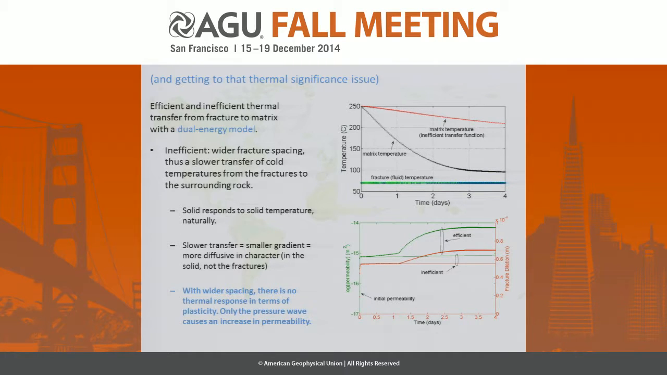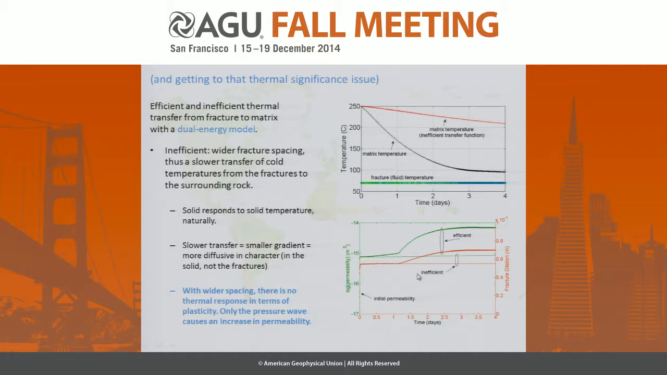And so if you have very close spaced fractures, then your fluid temperature moves very rapidly into the solid. If you have very wide spaced fractures, then your fluid temperature does not. So you're injecting the cold fluid, it moves into the fractures, that fluid moves through, but it doesn't heat the rock very efficiently. And so if you look at those two cases and you run the same shear stimulation exercise, what you see is that in both cases you have this immediate pressure-induced shear response, as you would expect, and you increase your permeability by an order of magnitude or so.